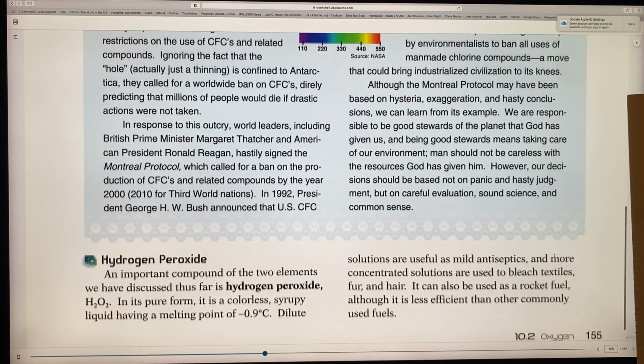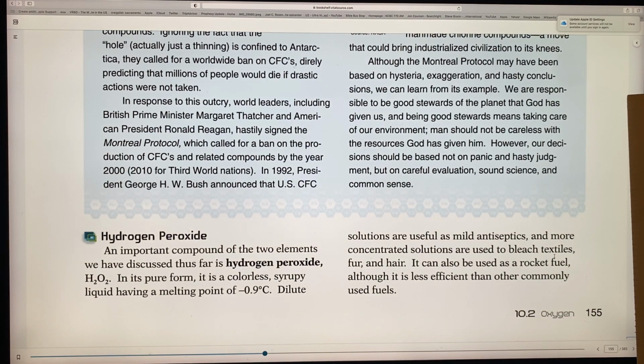The last little section here has to do with hydrogen peroxide. The formula is H2O2. H2O is water, but you put in another oxygen, and you have hydrogen peroxide. It's a colorless, syrupy liquid. In the pure form, the melting point is negative 0.9 degrees centigrade.